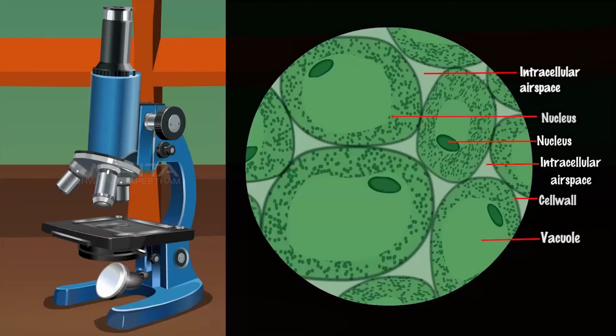Inference: as the cells have a thin cell wall, are isodiametric in shape and have a large vacuole that is present in the cytoplasm, we can confirm that the tissue seen on the slide is a parenchyma tissue.